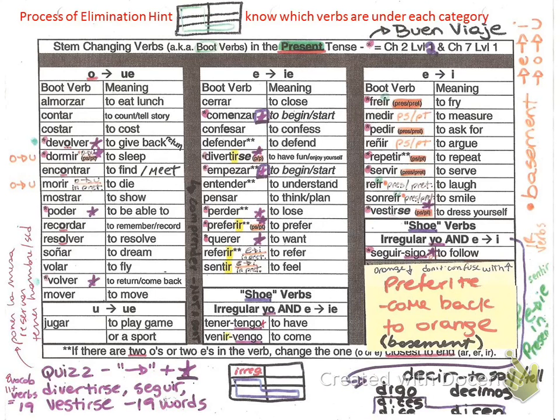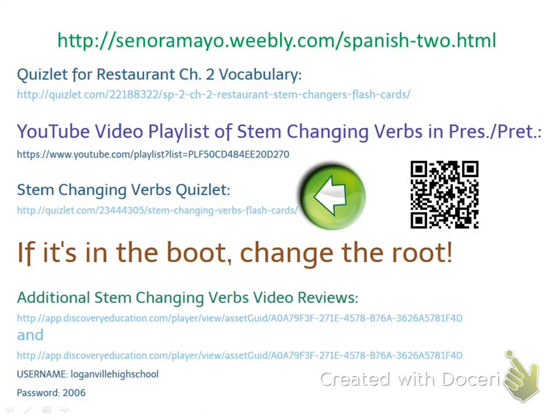So when we look at this chart, I want you to notice that we will work with the 3 different families of verbs, O to UE, E to IE, and E to I. And here's a hint to help you remember which verbs go under which category. Your verbs that are O to UE will always have an O in them for you to change the verb from O to UE. E to IE and E to I is where it gets a little bit tricky because you have these 2 different verbs that make this change.